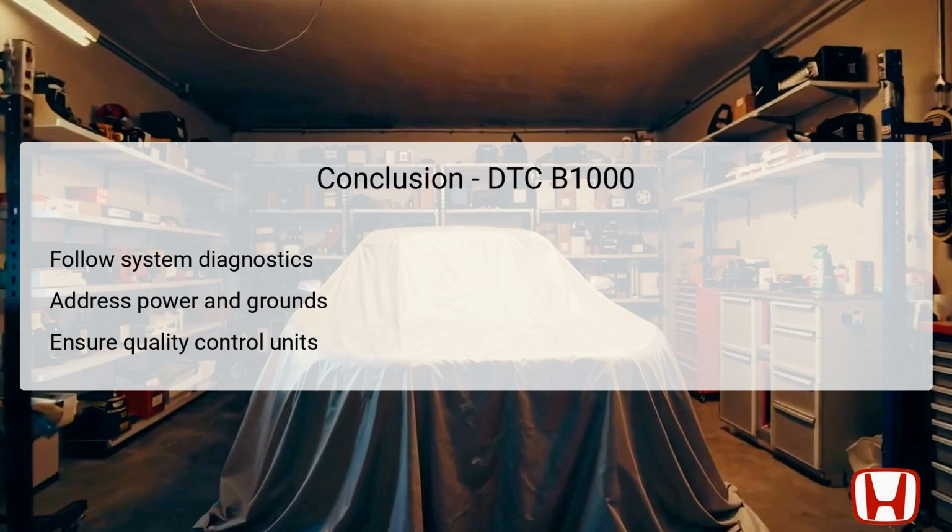Following the outlined troubleshooting steps methodically leads to diagnosing the underlying issues accurately. Key aspects to consider include addressing power and ground connections, as these can heavily impact the communication within the vehicle. It's crucial to ensure that all control units in the communication bus are functioning correctly to avoid further malfunctions.